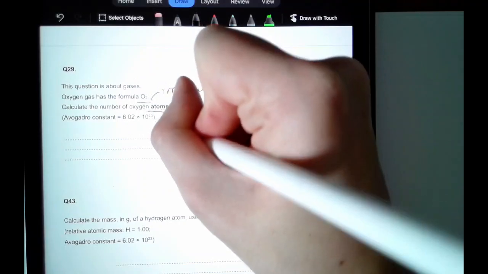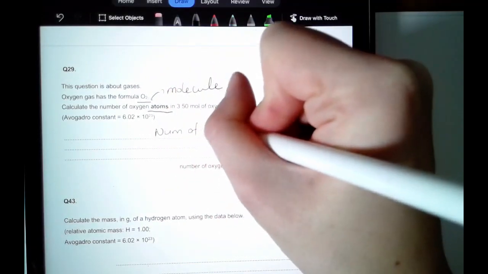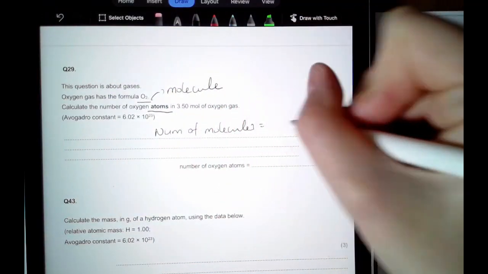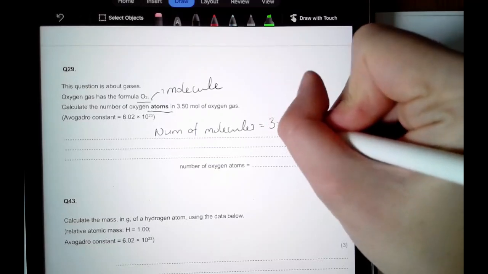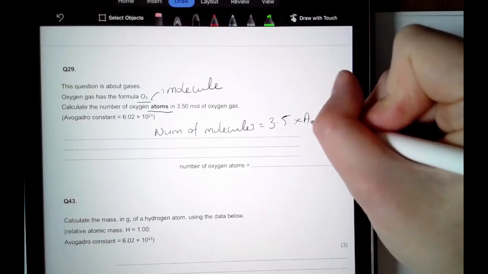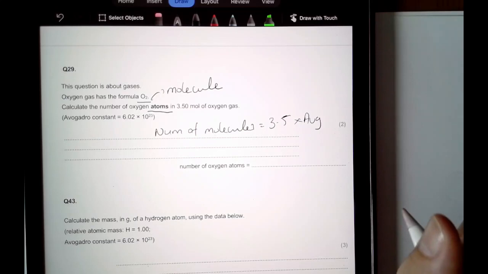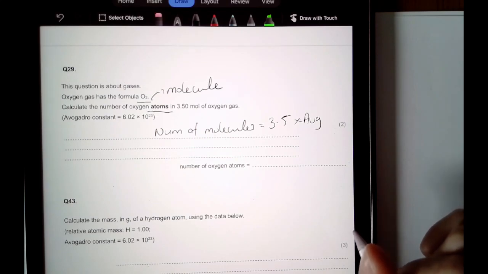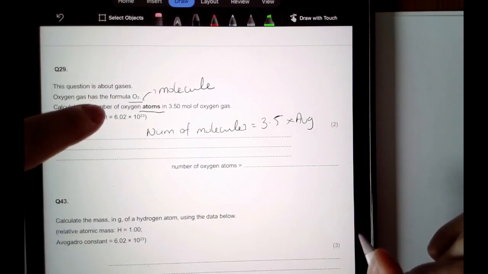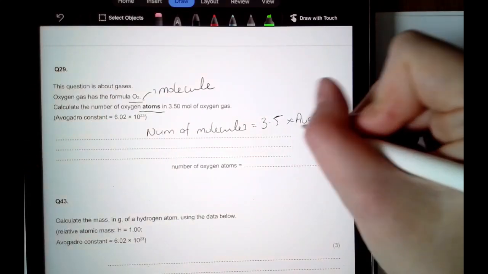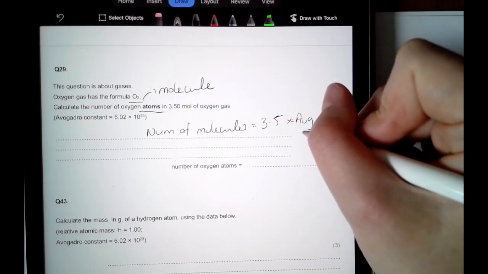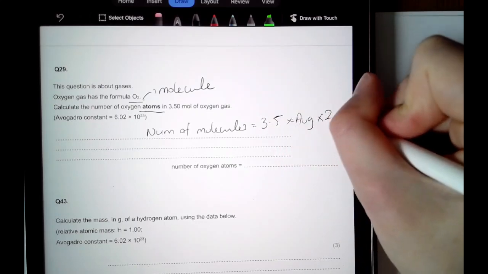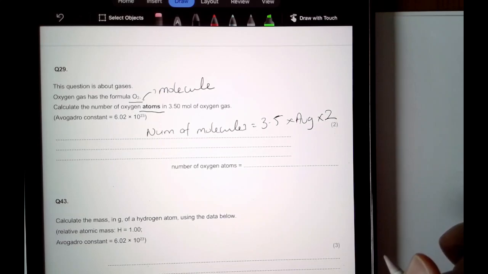So the number of molecules, as we saw above, is going to equal the number of moles, which is 3.5, times by Avogadro's constant. That tells me how many O2s I've got, but then you're asked how many individual oxygen atoms you have. In each O2, you've got 2 oxygen atoms, so once you work out how many O2s you've got by doing this, you then need to times by 2 to account for the 2 atoms in each molecule of O2.